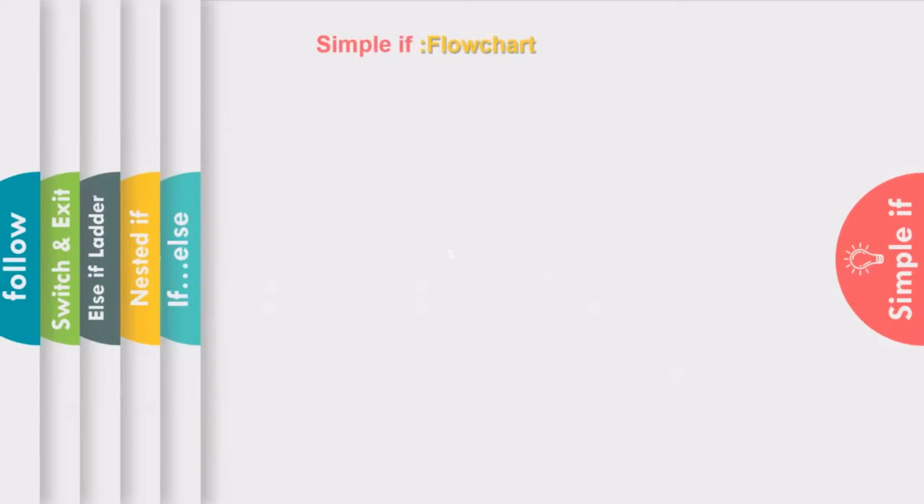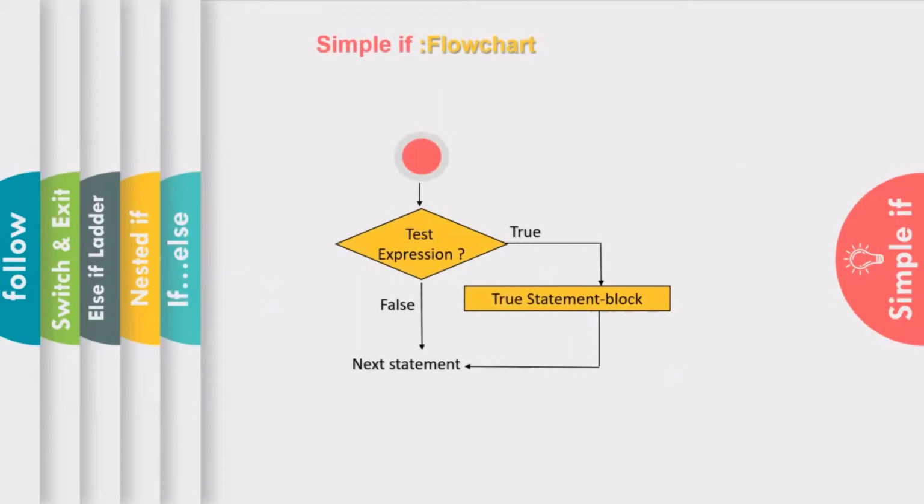This slide shows the flowchart of the simple if statement. If the test expression is true, then the statements within the block are executed and then it moves on to the next statement. If the test expression fails, that is false, then it does not execute the statements within the block, whereas it just directly jumps on to the next statement without executing the statements inside the if block.